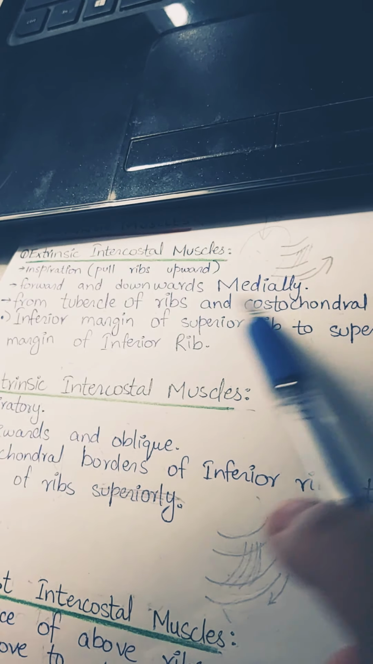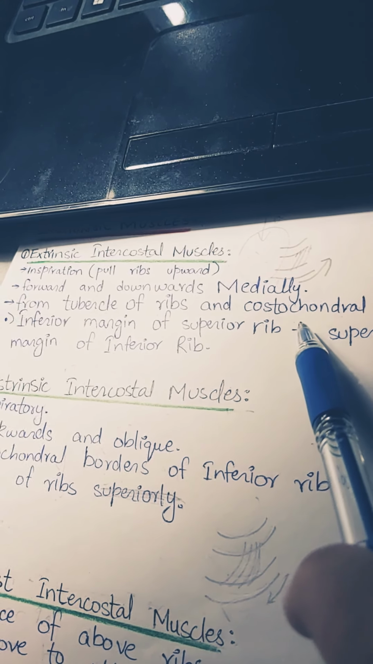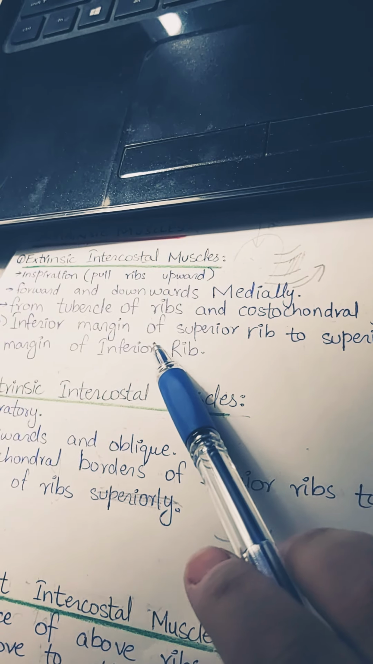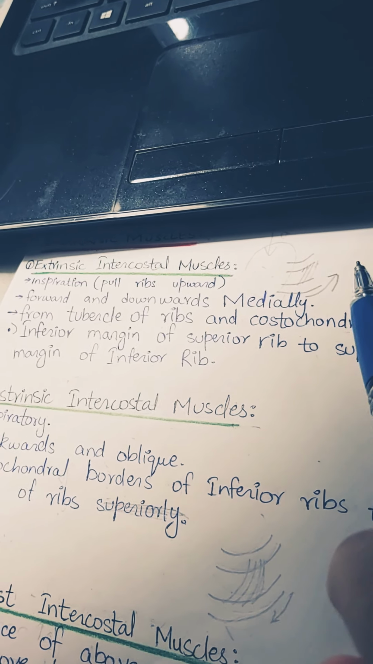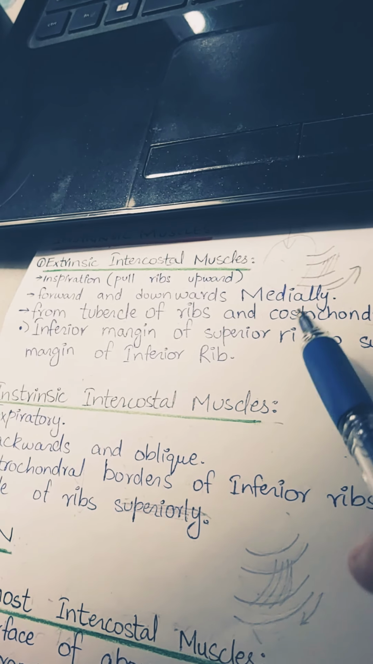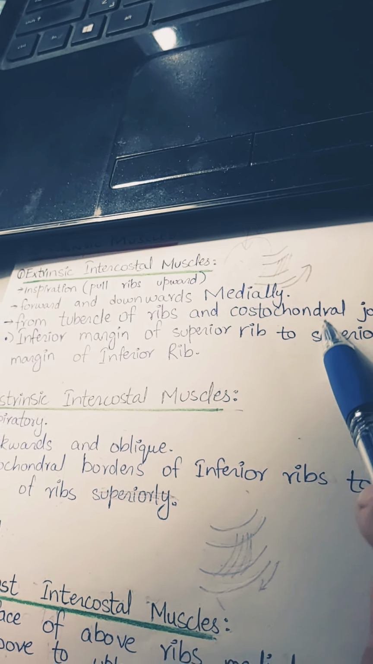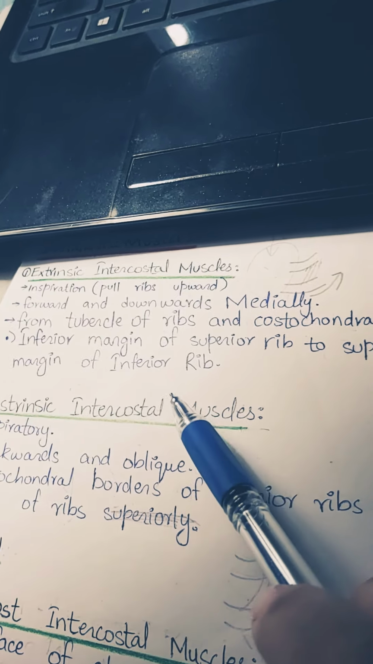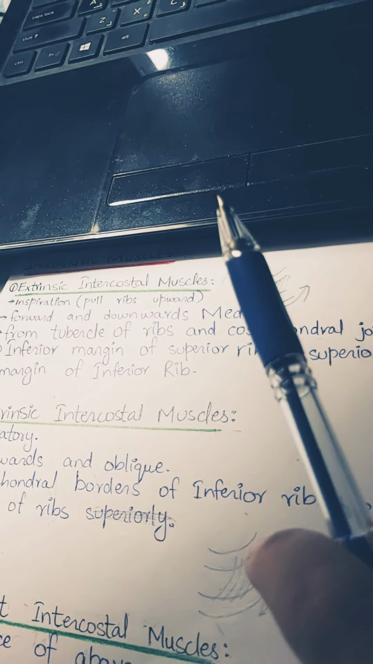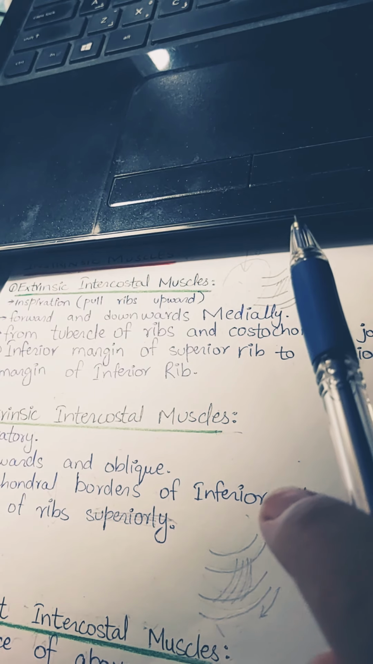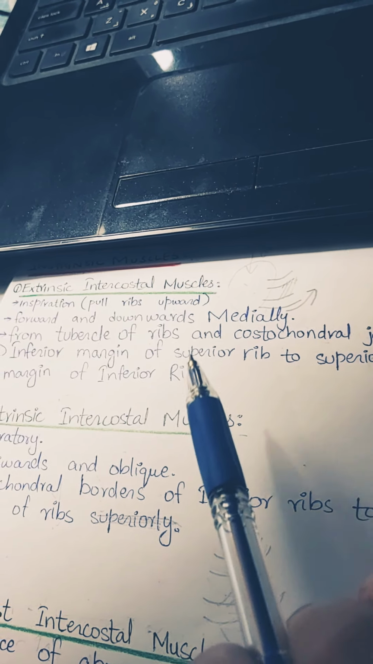They start from the tubercle of the ribs and extend to the costochondral joints. Now, where is the tubercle of the ribs? The tubercle of the ribs articulates with the vertebral facets, and then costochondral, obviously, these are the joints with the sternum. So the inferior margin of the superior rib to the superior margin of the inferior rib, that is what we need to remember. And all intercostal muscles are innervated by the intercostal nerves from T1 to T11.